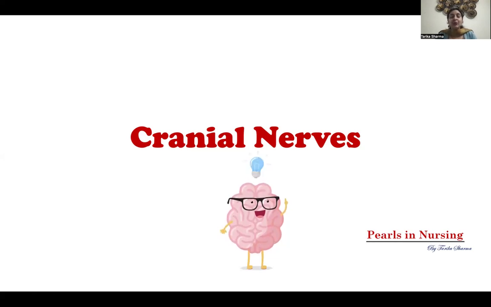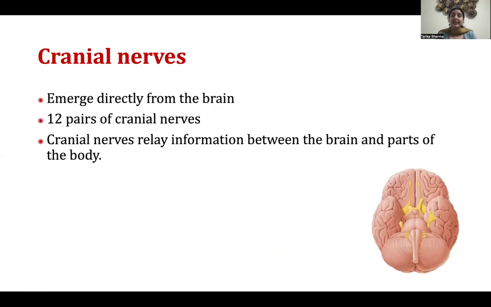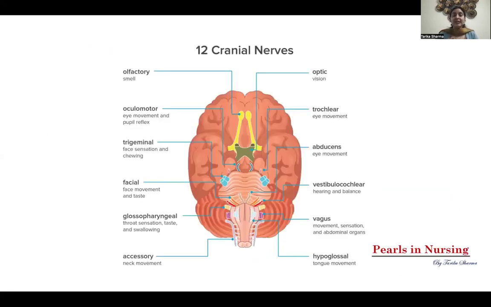Today we'll be talking about cranial nerves and the assessment of cranial nerves. Cranial nerves emerge directly from the brain, and we know that we have 12 pairs of cranial nerves. These cranial nerves relay the information between the brain and the parts of the body. So we'll just see which are the pairs of cranial nerves.